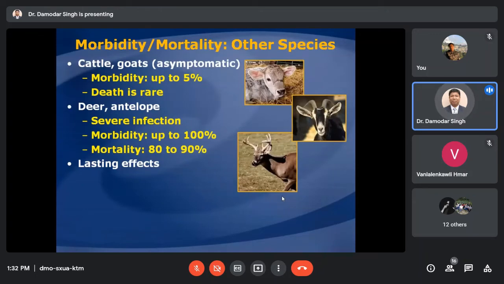And in the case of cattle, goats, and others, as I have already mentioned, mostly they remain asymptomatic, where the morbidity may reach up to 5% only. And death is also very rare. They don't die much from this infection, right? Whereas in the case of deer and antelope, whenever they are affected, it will be a very severe infection, and the morbidity will reach 10%, and the mortality also used to be very high. That is 80 to 90% mortality. Okay.